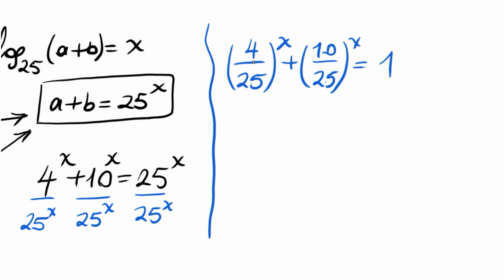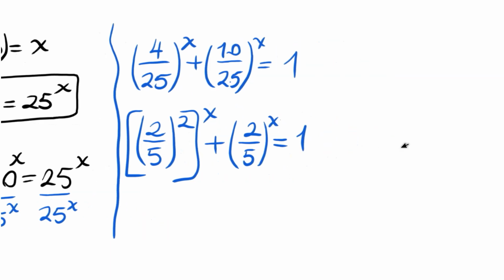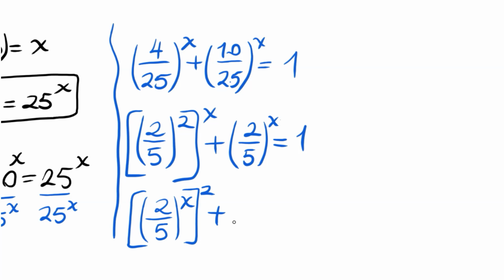Here this is 2 squared and this is 5 squared, so we have 2 over 5 squared to the power of x, plus, cancelling by 5, this is 2 over 5 to the power of x, and this is equal to 1. Lastly, we can interchange these two powers and write 2 over 5 to the power of x all squared plus 2 over 5 to the power of x, and this is equal to 1.